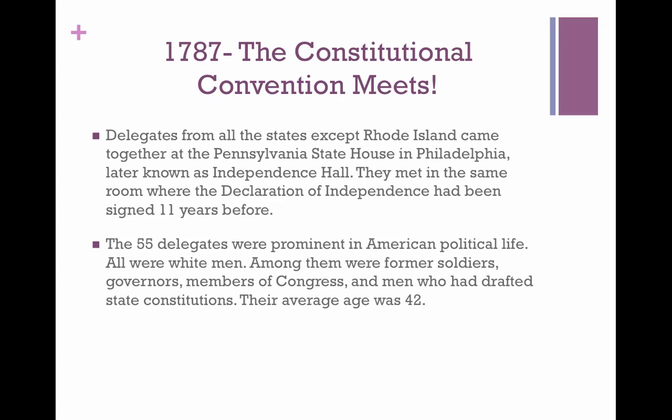Okay, so in 1787, the Constitutional Convention meets, and you have delegates from all these different states who come together. They met in the same room in which the Declaration of Independence had been signed 11 years before. These 55 delegates were prominent in American political life. All were white men. Among them were former soldiers, governors, members of Congress, and men who had drafted state constitutions, and their average age was about 42.